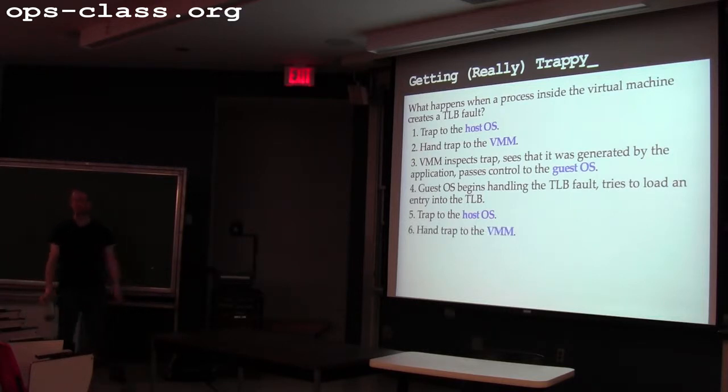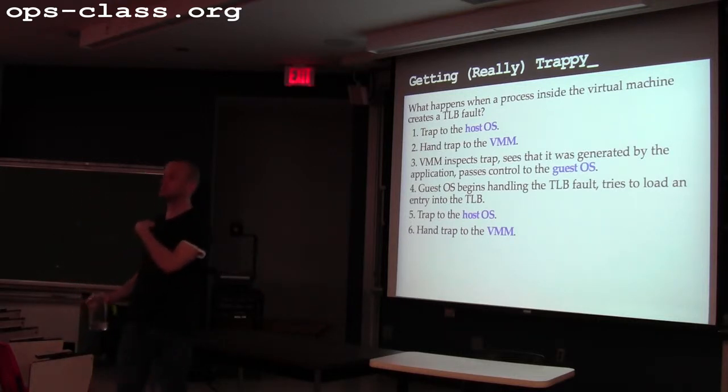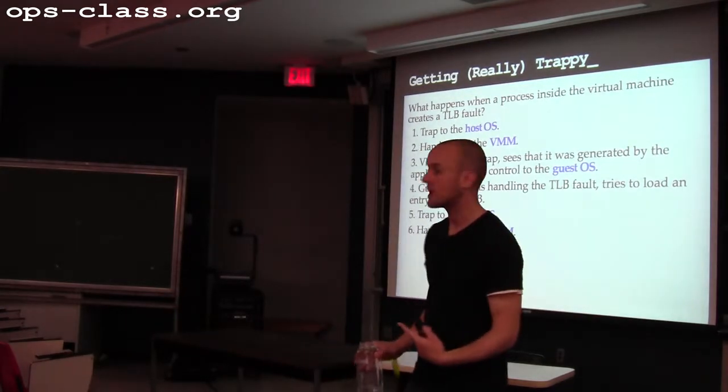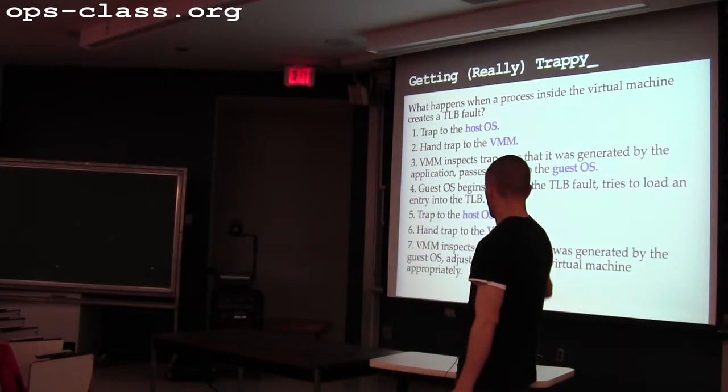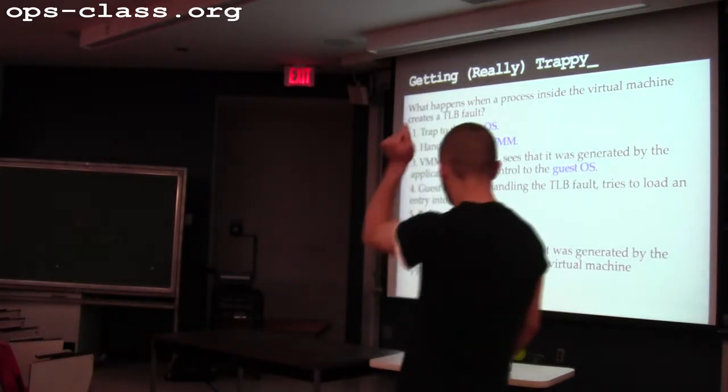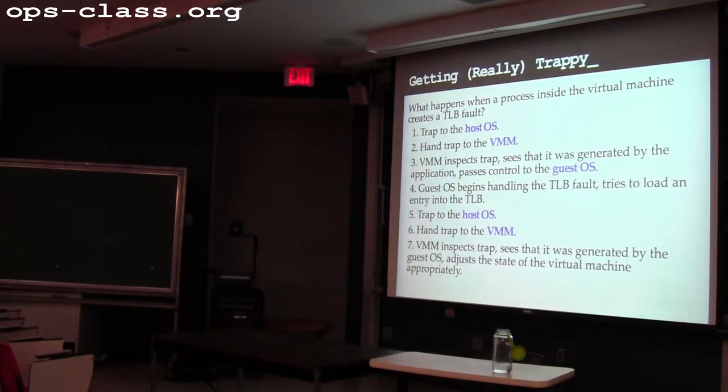Back to the VMM. Now what does the VMM do? It sees if it's okay, right? This is an instruction that is doing what? It's trying to modify the state of the virtual machine. That's what this instruction is doing. Okay, I look at it. I say it's generated by the host OS. Sorry, the guest OS. Man, this is why it's so hard to teach. It's so much terminology. And it adjusts the state of the virtual machine appropriately.